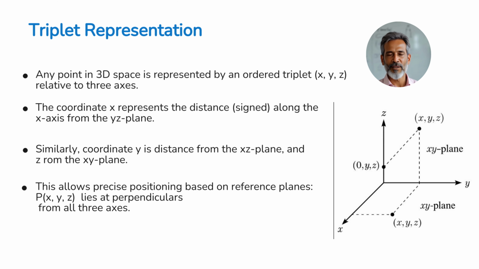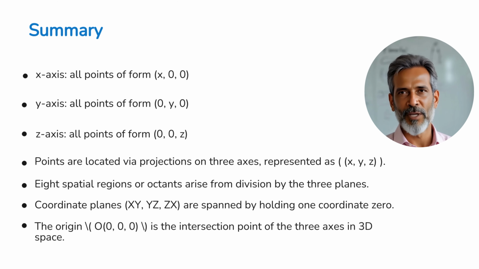Imagine dropping perpendicular lines from the point straight onto each of the 3 axes to find those distances. This method ensures a precise location in space. So, if you see a point P with coordinates x, y, z, you can think of it as the intersection of 3 perpendicular lines projecting from each axis. Isn't it like a perfect 3-dimensional address? Allez va! To wrap up, let's quickly remember the key ideas we covered.